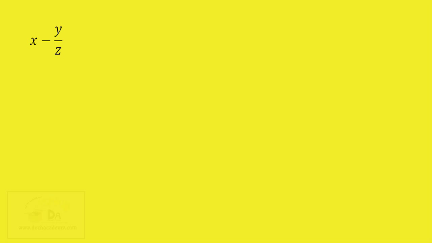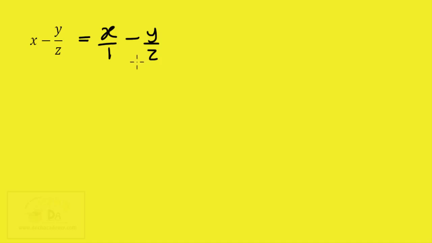Here's another example. This is a problem which involves the subtraction of an algebraic fraction from another algebraic term. Now x minus y over z can be written as x over 1 minus y over z, because x is the same thing as x over 1. So now we have a subtraction problem involving two fractions. These fractions have different denominators. The first fraction has a denominator of 1. The second fraction has a denominator of z.